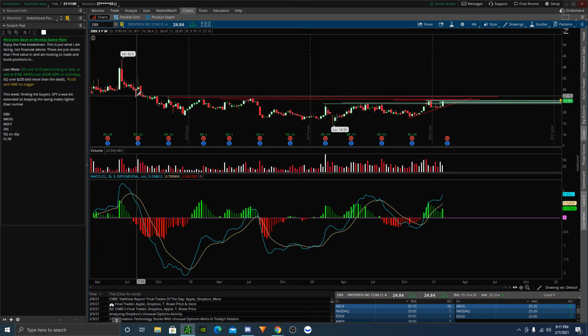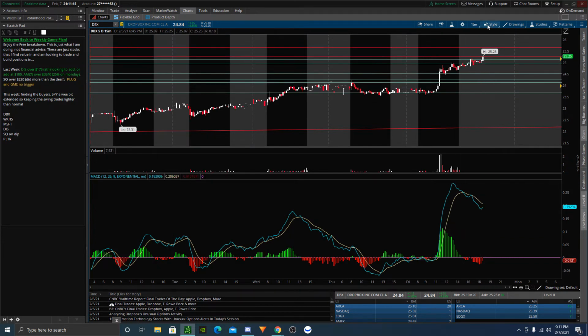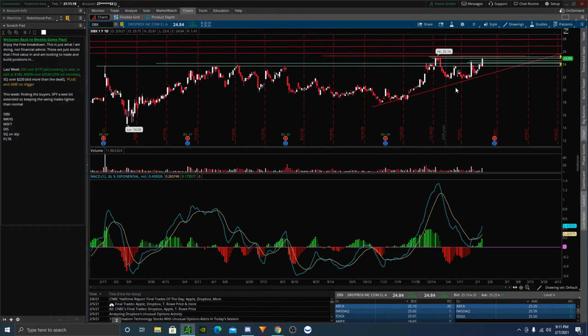And I would be very lucky to get a move up to 27 this week on Dropbox. And my stop is just going to be hourly, maybe a 4-hour close underneath 25. So that'll be Dropbox this week.